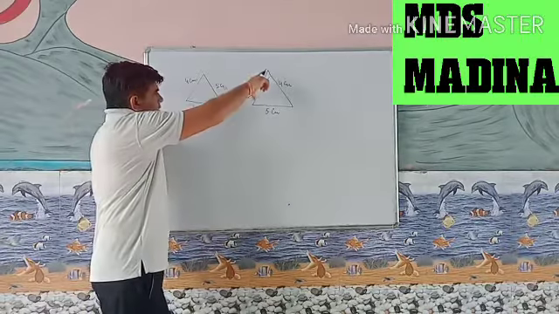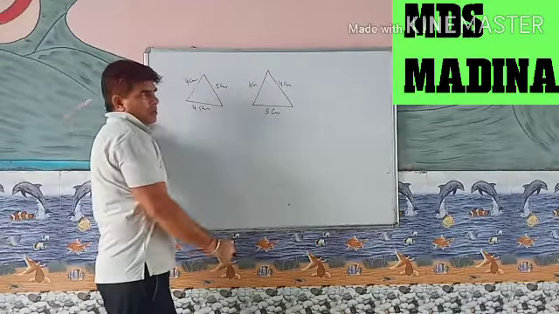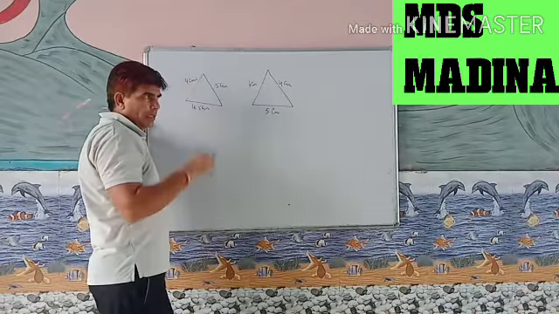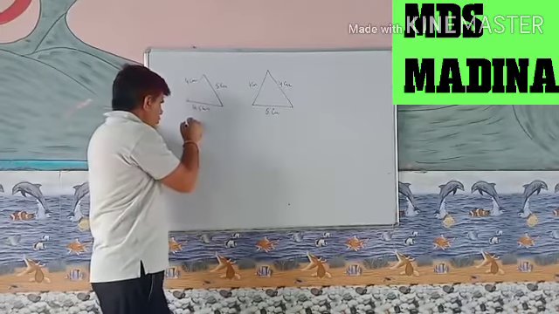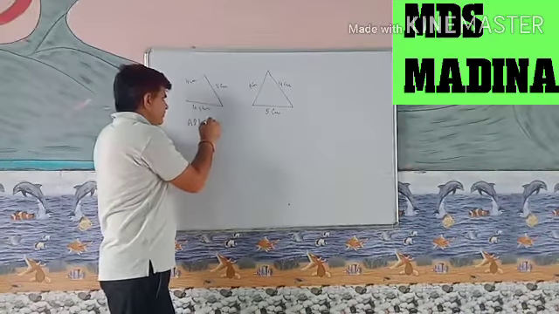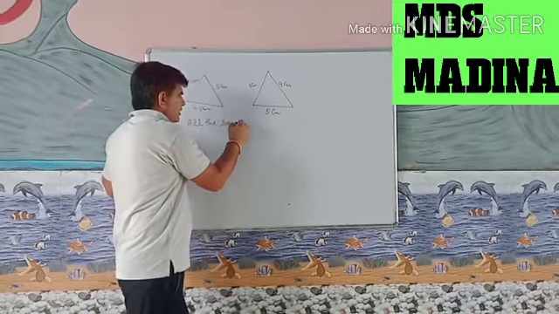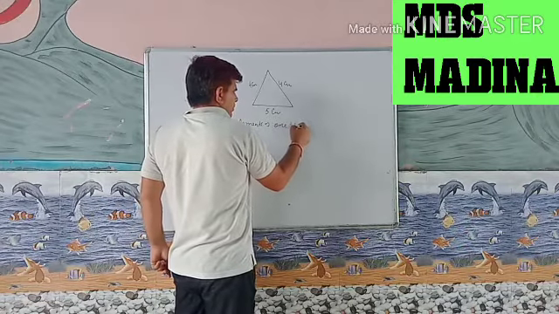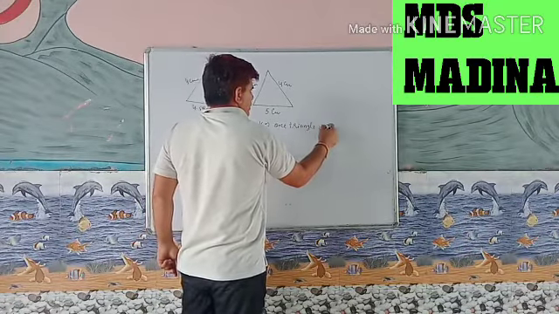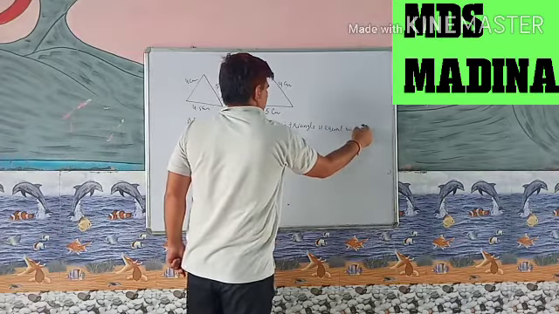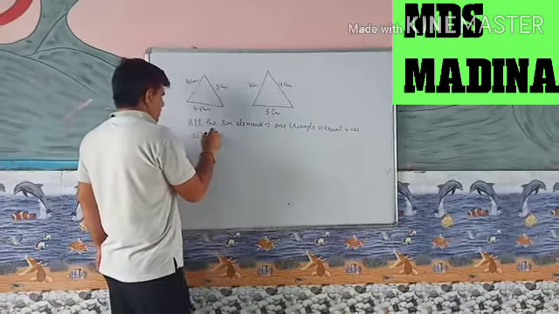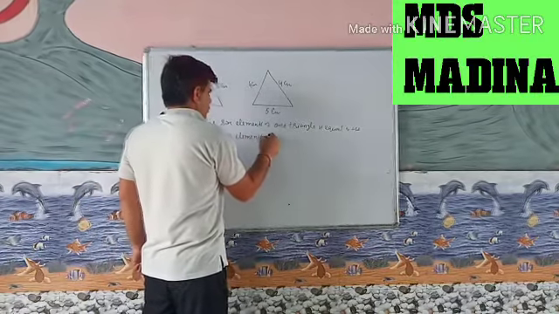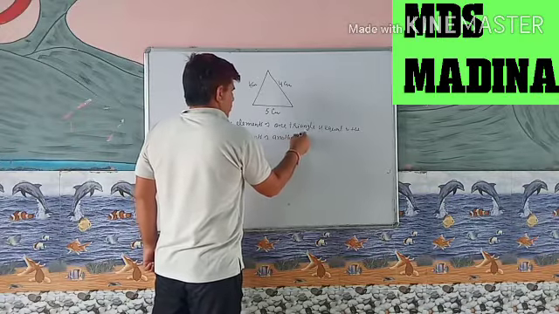Here you can say this side is equal to this side, but what do you say about the remaining sides? In congruence, the meaning is: all the six elements of one triangle are equal to all the six elements of another triangle.